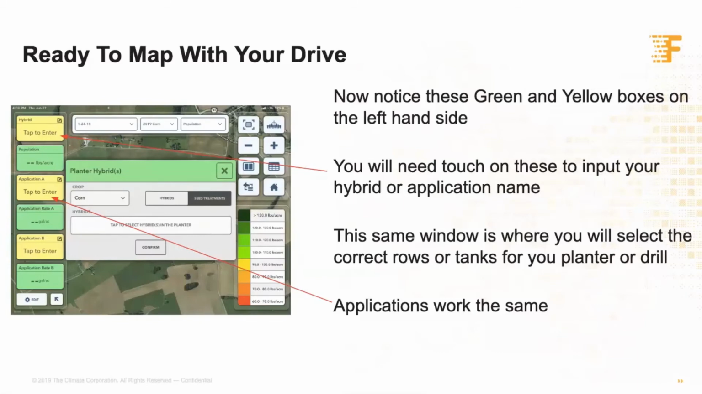Same for applications. You'll touch on it. It'll give you a similar window. You'll make sure you select the appropriate application. For both the hybrids and the applications here, it'll ask you for rows. So make sure once you're selecting the variety or application, you're also selecting the appropriate rows for that planter to apply at, right?